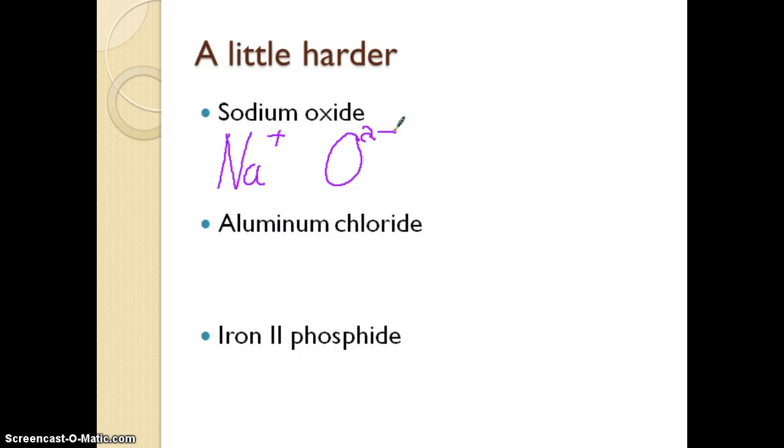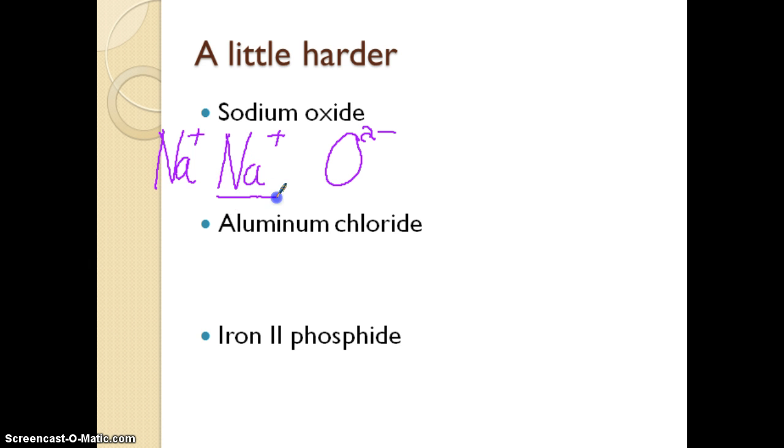Once it loses 1 electron, its atomic size goes way down because it lost an energy level. The effective nuclear charge goes way up. So it's not going to lose that second electron. So I can't put 1 sodium with 2 oxygens. So how am I going to do that? Well, if the sodium will lose 1 and oxygen wants to gain 2, what happens if I take 2 sodiums?